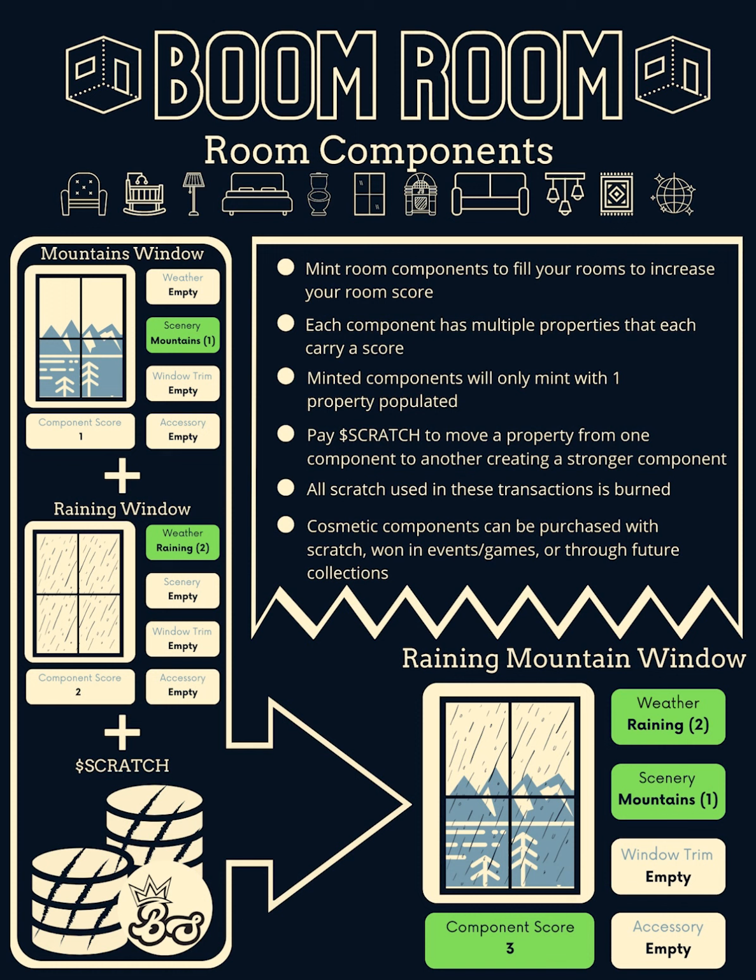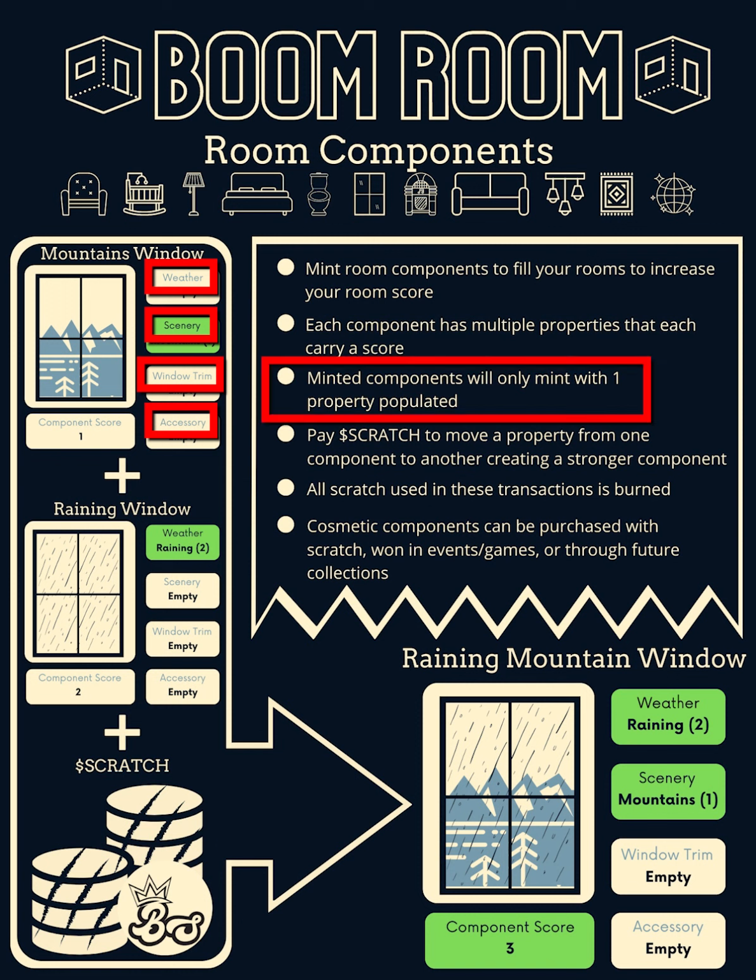That was a lot of information to take in, but it will make a lot more sense once you can see it visually. Next, we will go over how upgrading or combining your components work. Let's go back to our fixed window example. The fixed window component, like all components, has 4 properties. They are weather, scenery, window trim, and accessory.